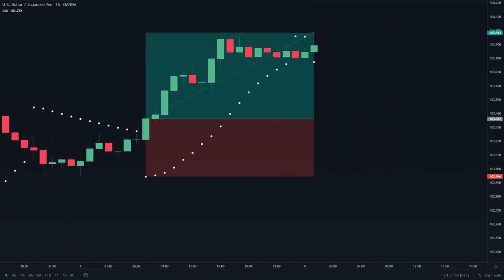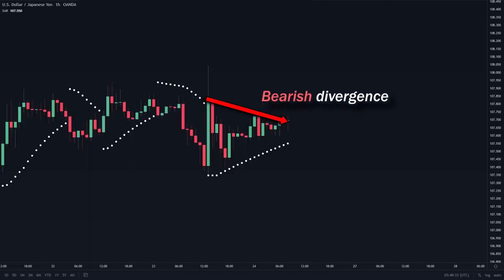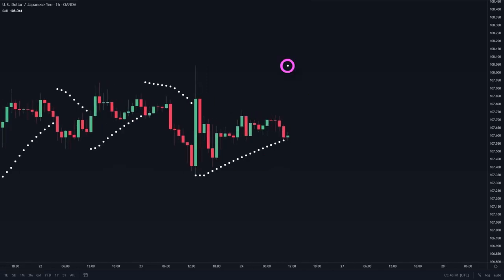So let's look at another example. Here, we can see that the parabolic SAR is heading upwards, but the price is heading downwards instead, meaning we just found another divergence. Now, since the price is moving downwards as the divergence is forming, it indicates that this is a bearish divergence. Next, for your entry signal, you want to confirm the bearish momentum by waiting for the parabolic SAR to go above the candle.